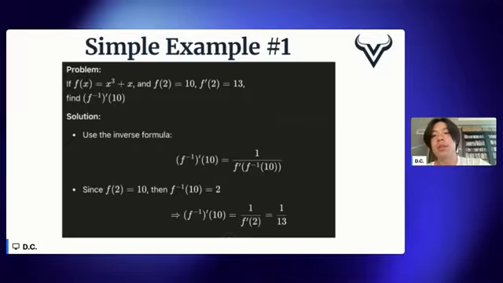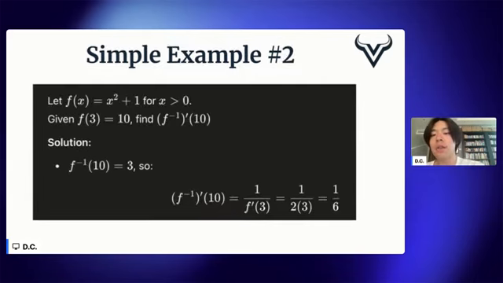Here is a simple example where f of x is x to the third plus x, f of 2 is 10, and the derivative of f at 2 is 13. We want to find the derivative of f inverse at 10. We first plug in the formula: the derivative of the inverse of f at 10 is 1 over the derivative of f at the inverse of f of 10. Since we know f of 2 is 10, the inverse of f of 10 is 2. So the derivative is 1 over the derivative of f at 2, which is 1 over 13, as the example given.